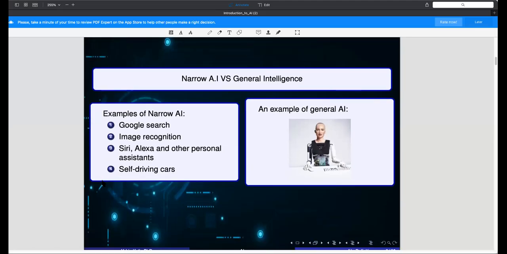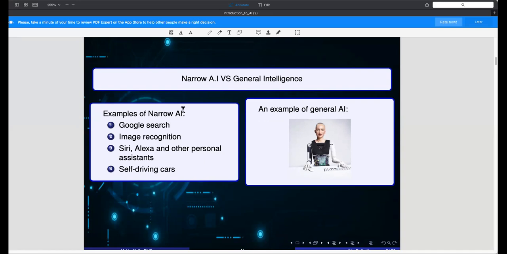So this is the narrow AI. The Google search, those are just examples, by the way: Google search, image recognition, Siri, Alexa, self-driving cars, and you name it. The e-traffic system that the group here is doing, that's also narrow AI, right? Why? Because it's an AI that deals with a specific problem that is predefined.